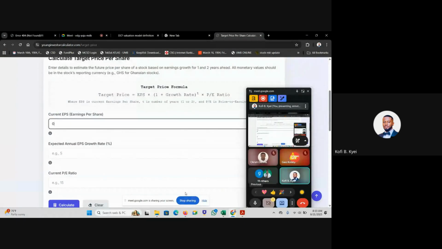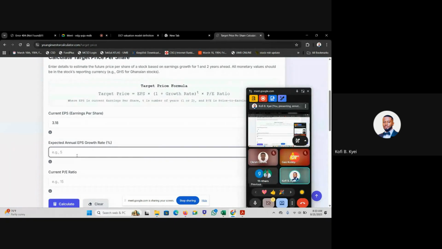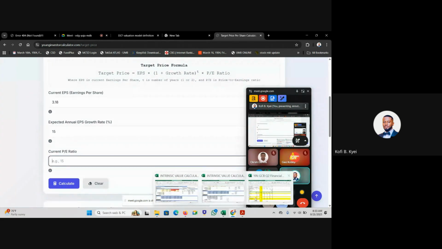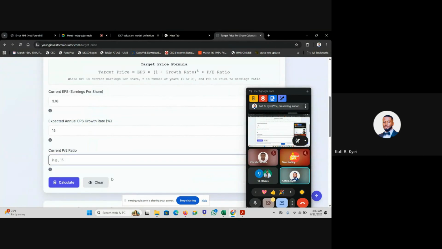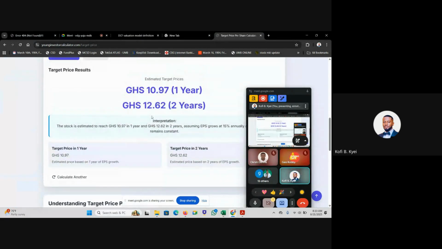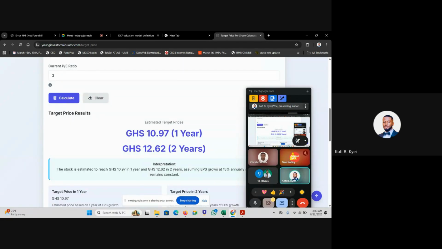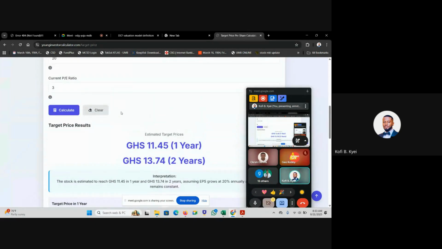Okay, this one. 3.18. Expected earnings per share, I think I pegged it at 15%. Current PE ratio, go back to Excel and pick the PE ratio. So the current PE ratio is 3. And calculate. All right, these are the expectations based on these figures. Let's see, if this is 20, it goes up.